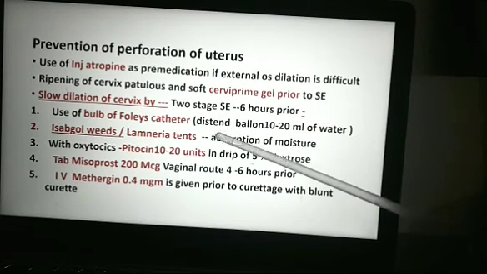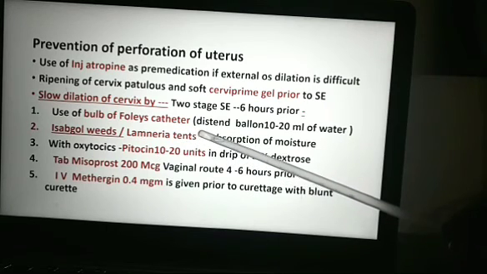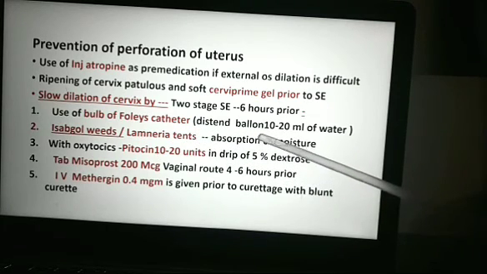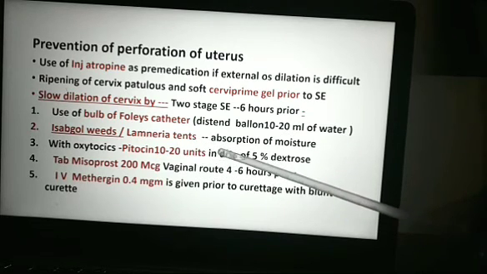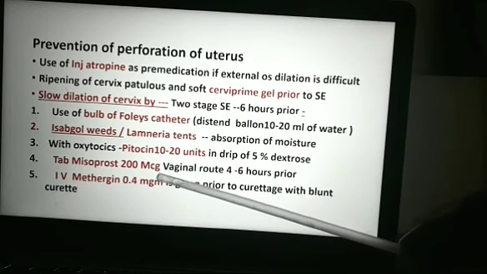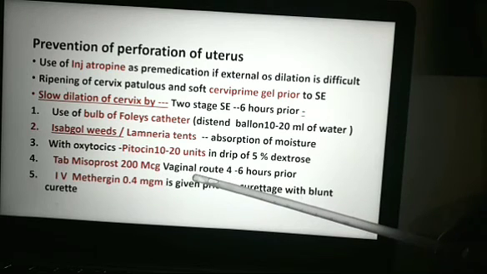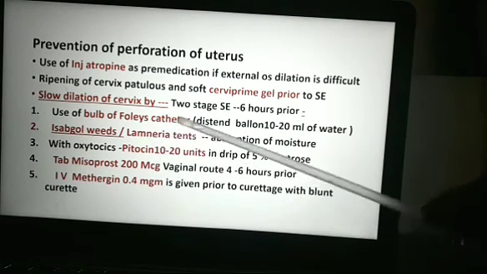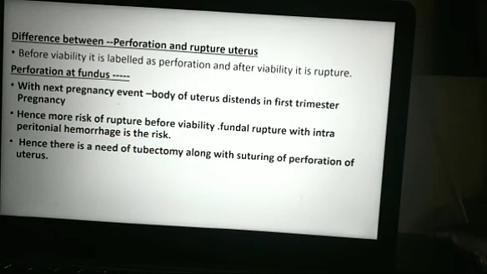Slow dilatation of cervix is preferred in all cases like use of Foley's catheter with a distended balloon with 10 to 20 ml. Then Isabgol dates or laminaria tents can be used, and oxytocin like Pitocin, misoprostol is the better choice in all cases 6 hours prior and then go ahead. So it can be done in 2 stages evacuation. 2-stage evacuation is preferred.